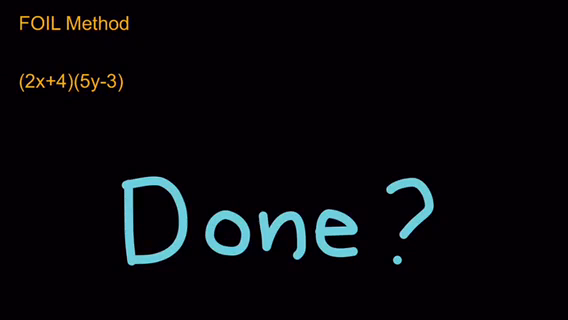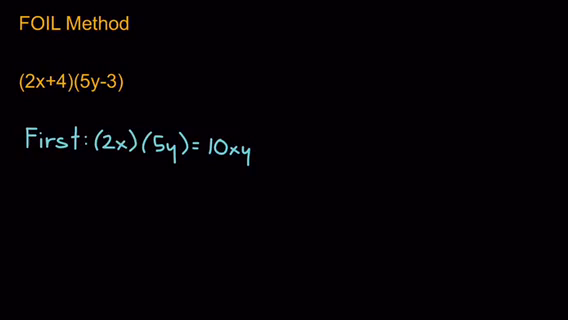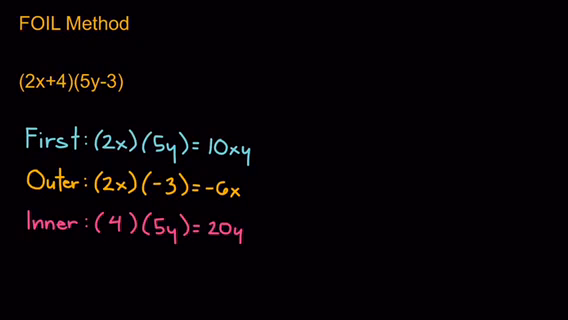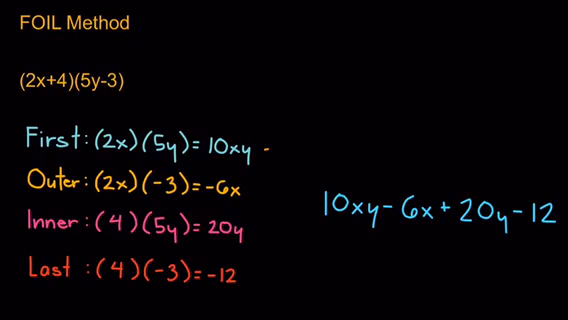Are you done? Well, after multiplying the first terms, the outer terms, the inner terms, and the last terms, your answer should be 10xy minus 6x plus 20y minus 12.